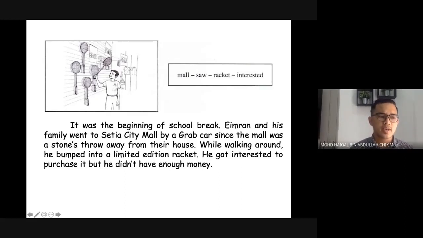The candidate here explains about the time. They went in the morning, during the school break. And then explains about the means of transportation by a Grab car. This is something new, not just by car, by taxi, but by a Grab car, something that is recent. And if you could see the sentence start. It was the beginning of the school break. Simple sentence. Imran and his family went to the mall by Grab car since the mall. So here complex sentence already. While walking around, he bumped into a limited edition racket. Complex sentence. He got interested to purchase it, but he didn't have enough money. A compound sentence.